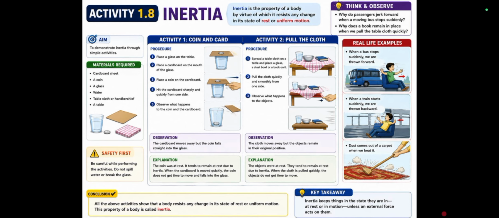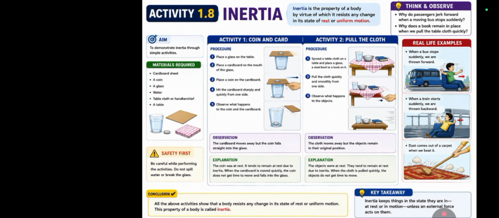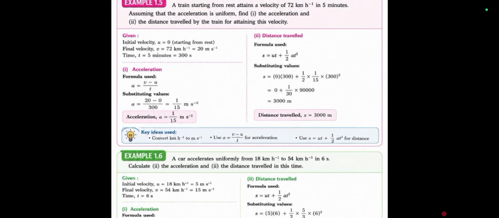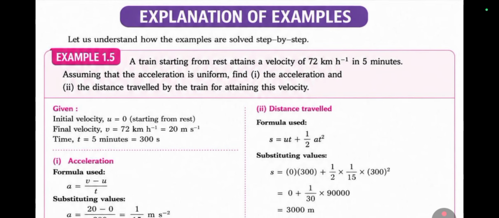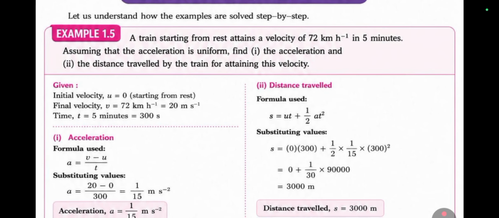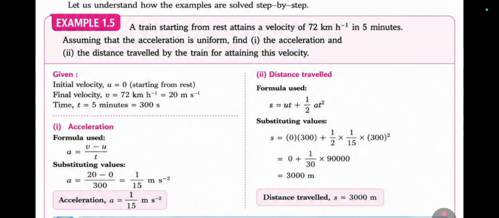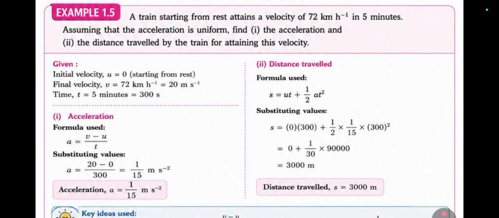Now we have to do some examples in our textbook. Let us understand how the examples are solved step by step. Here is example 1.5. First I have to read and understand what data is given. Now we have to solve this problem, and see which type of equation of motion is used here.